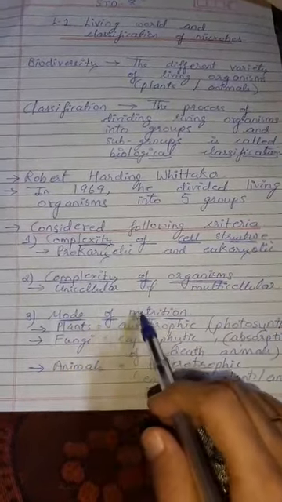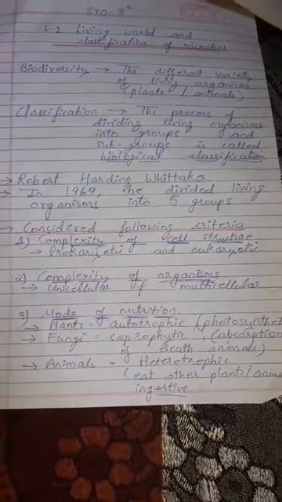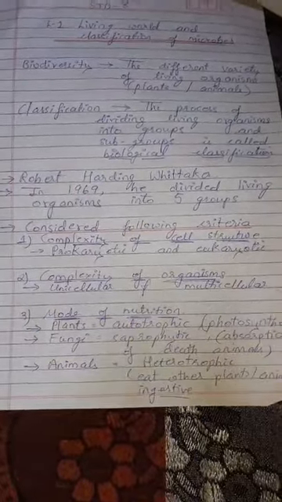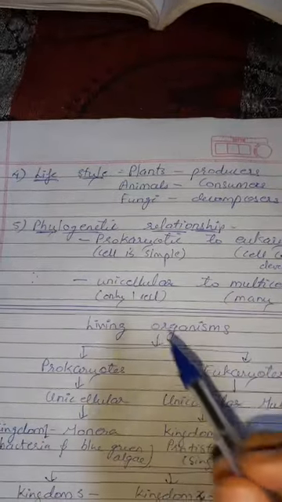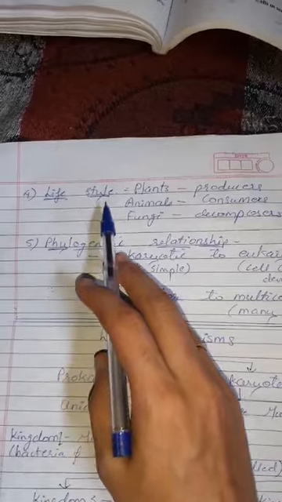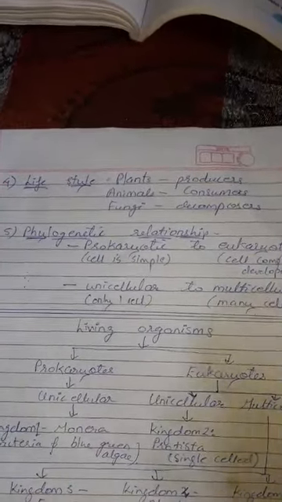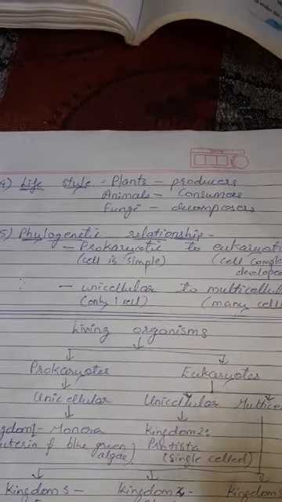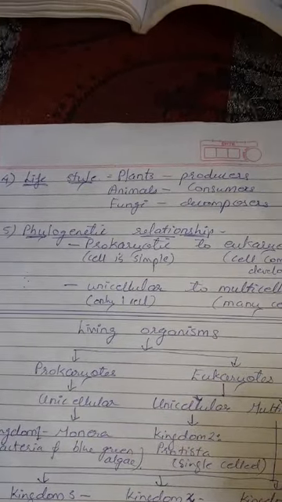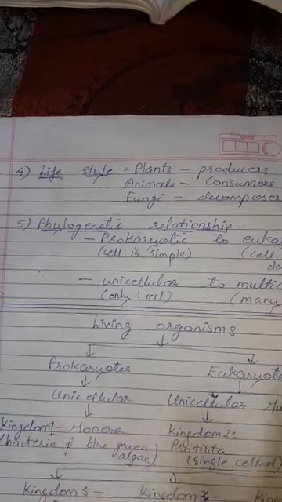Third one, mode of nutrition. Mode of nutrition means what food they eat and how they eat their food. Fourth criteria that Whittaker considered is lifestyle. Lifestyle means how they spend their life, how they get nutrition. Do they depend on other plants and animals to survive, or can they manage on their own, like this.